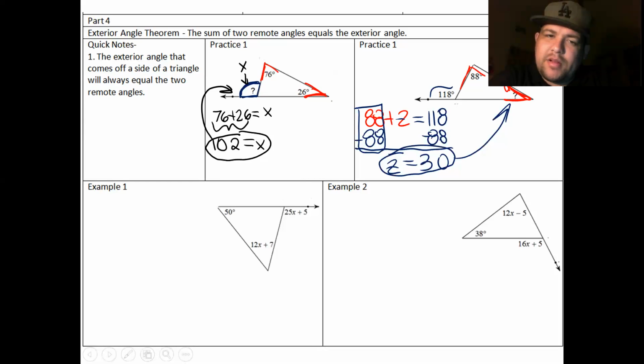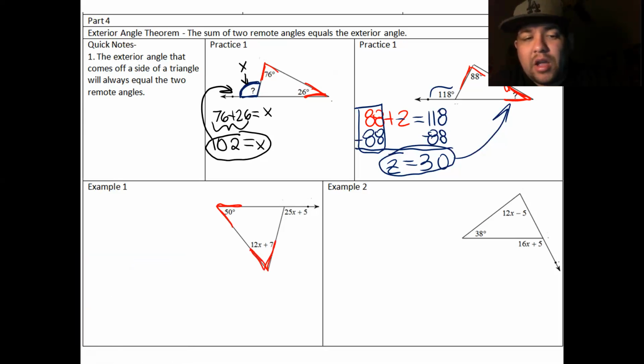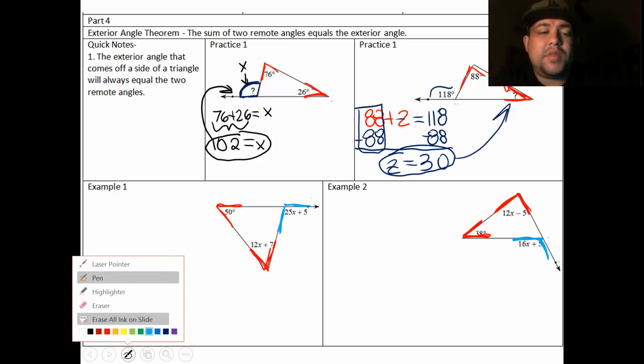Hoping you did that, which is what I'm looking for. Looking at these two parts, I know that I can use the remote angle theorem. That's the main topic of this. I'm hoping you pay attention to that, that we can find the remote angles. I'm going to identify both the remote angles on both problems just to help that out. Again, they're on the interior sides. They're away from the exterior angle that we're solving for. So this is our remote angle here and our remote angle here, which will help us solve for a value.